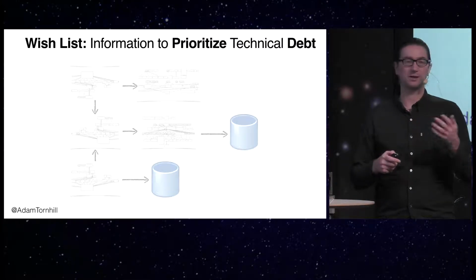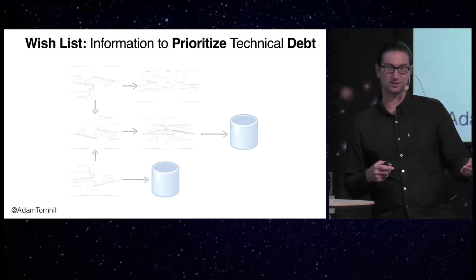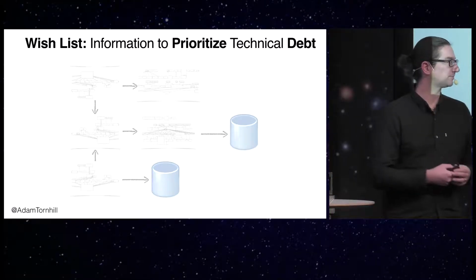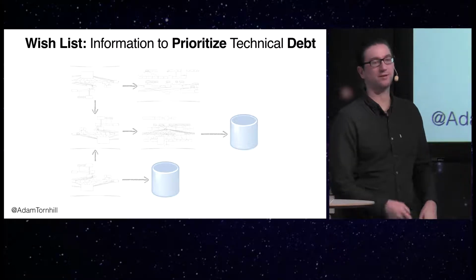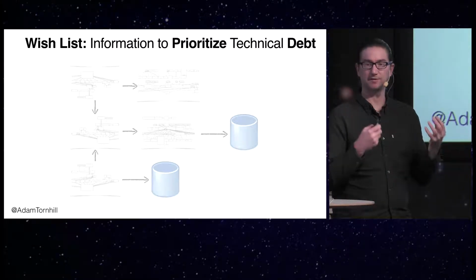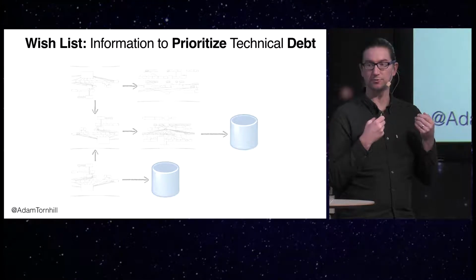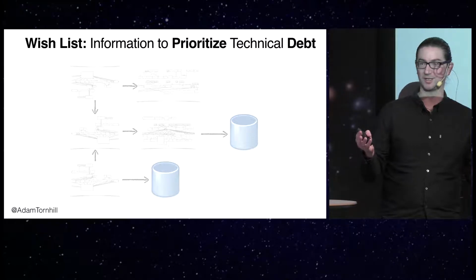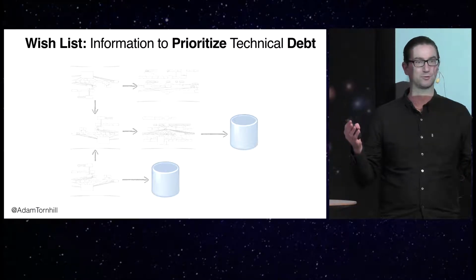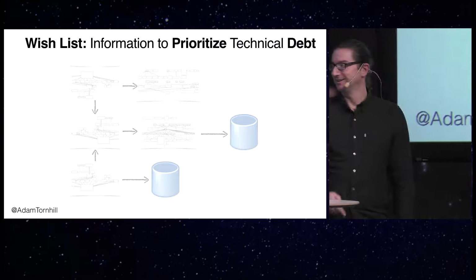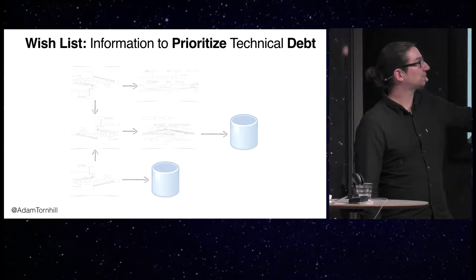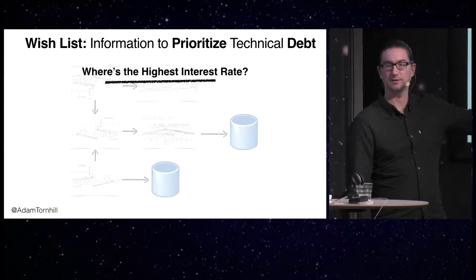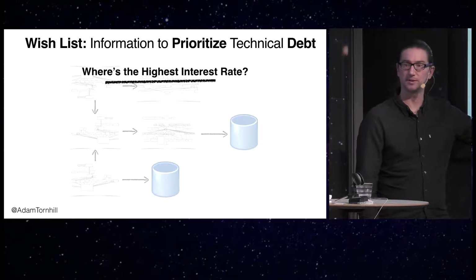So based on what I've told you so far, I've raised a number of potential issues. And what I'd like to do now is to approach some solutions. So I put together kind of like a wish list on the kind of information I would like to have in order to prioritize technical debt. So I'm going to show that list to you, and I really hope you agree with me that that information is useful. Otherwise, it will be a short keynote. So my starting point is that the first thing we would like to know is, where is the code with the highest interest rate? Which code is truly the most expensive to maintain?